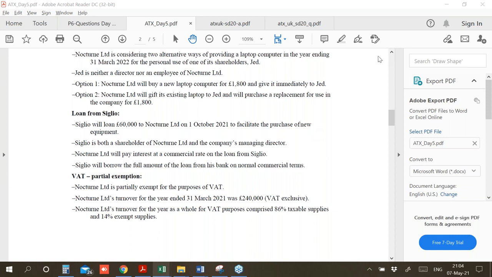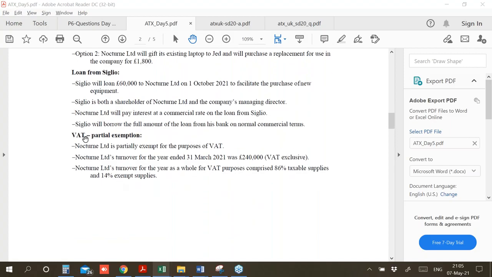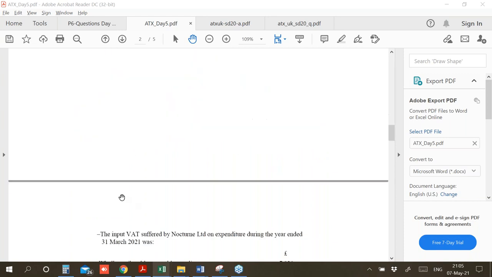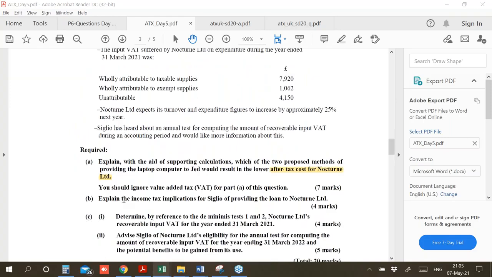So that is how I will explain it to him, considering that Siglo is sitting there, or that I am writing a letter to Nocturne Limited about the implications. I will explain in such a way. Now, lastly, guys, let's talk about VAT partial exemption, about which I have recently told you. So I'll read the requirement and we'll come back again.